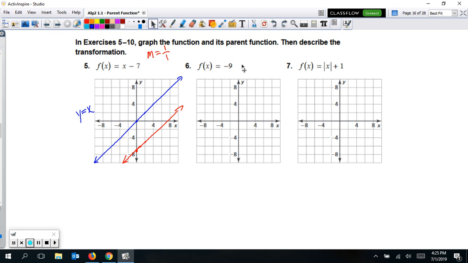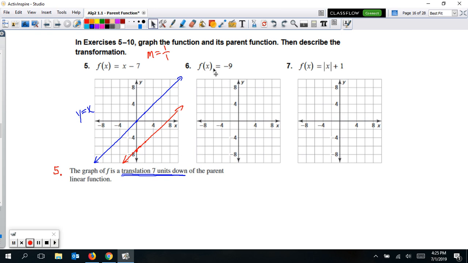So as far as describing the transformation for this one, we want to say right here that the graph of f is a translation 7 units down. So make sure you write this as well as far as describing the transformation. That it's a translation. Use that word, translation, because it moved positions. So it has a translation of 7 units down. You've got to say how many units and which direction it went. So it went down 7 units, something like that.